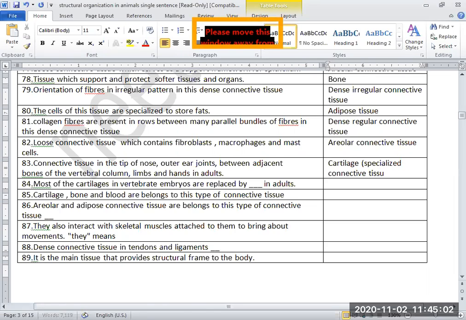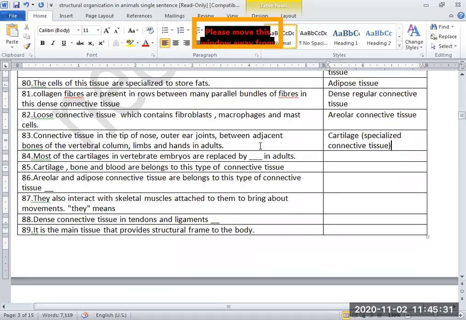If you go individually, the connective tissue at the tip of the nose is hyaline cartilage. Very good. Outer ear, the external ear, pinna in our language, is elastic cartilage. Between the adjacent bones of the vertebral column, the intervertebral discs, we can say fibrous cartilage. At least you have to recognize that all these belong to cartilage itself.